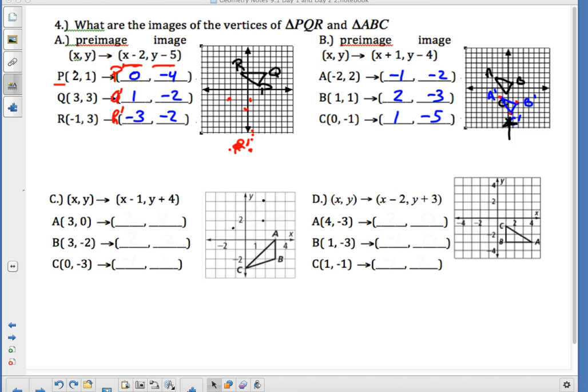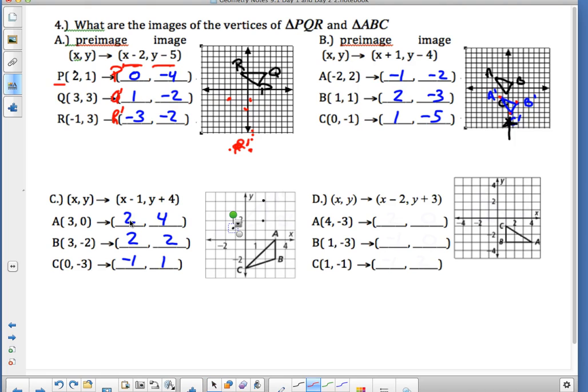Okay. I'm going to subtract 1 from all the x's and add 4 to all the y's, and that's what I'm doing. How are you guys doing? Feeling good? Got thumbs up? Now, when I do this, I'm going to subtract 1 and add 4. Subtract 1, add 4. Subtract 1, add 4.